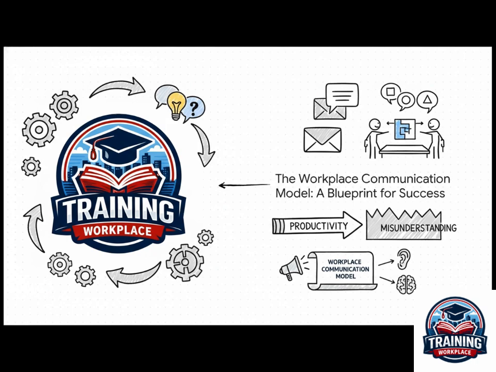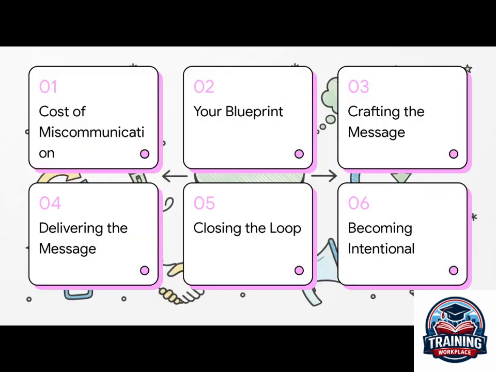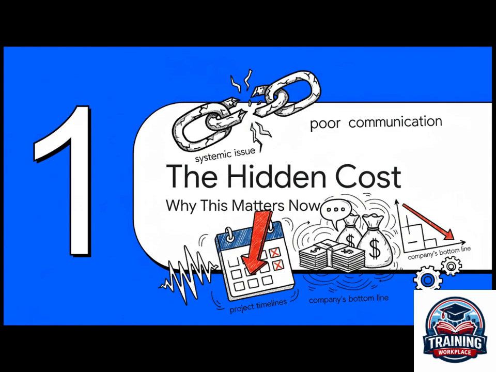And that's why we're going to break down the workplace communication model, giving you a powerful blueprint to make every single interaction you have clearer, more effective, and way more successful. First, we'll start by looking at the staggering cost of getting this stuff wrong. Then, we'll introduce your blueprint, the model itself. From there, we'll walk through how to craft and deliver your message, cover the absolutely crucial step of closing the feedback loop, and finally, we'll wrap it all up with how you can become a more intentional communicator starting, well, today. So first things first, let's talk about those hidden costs.